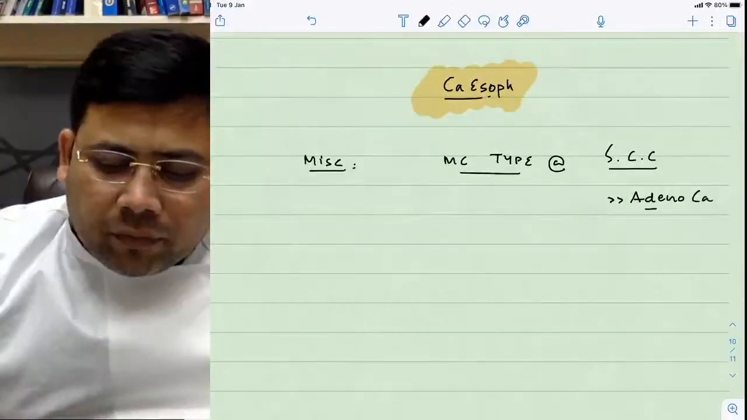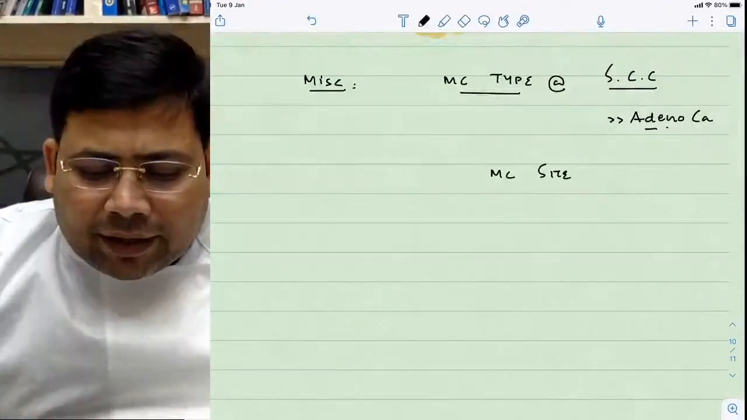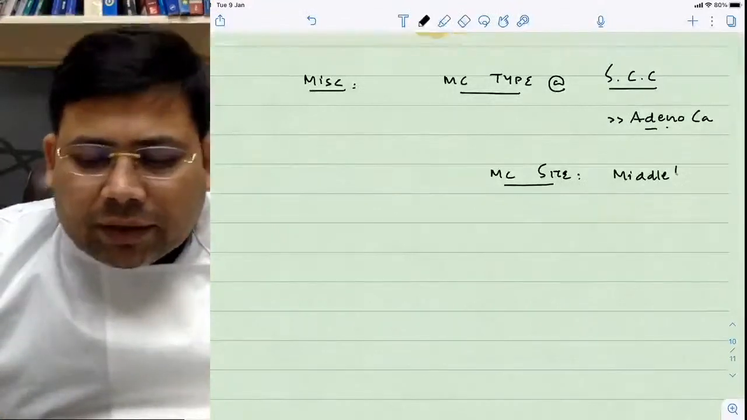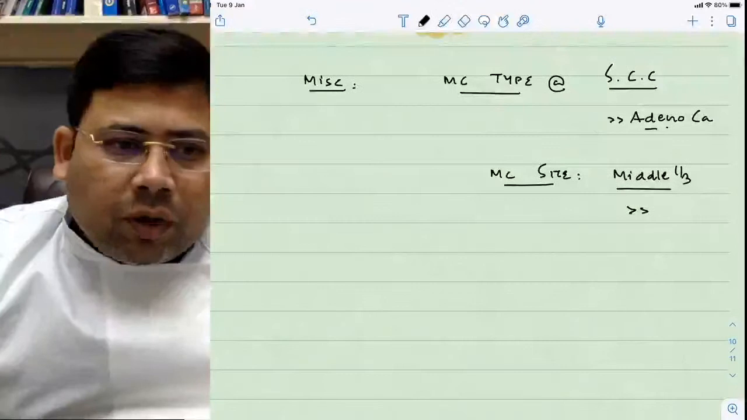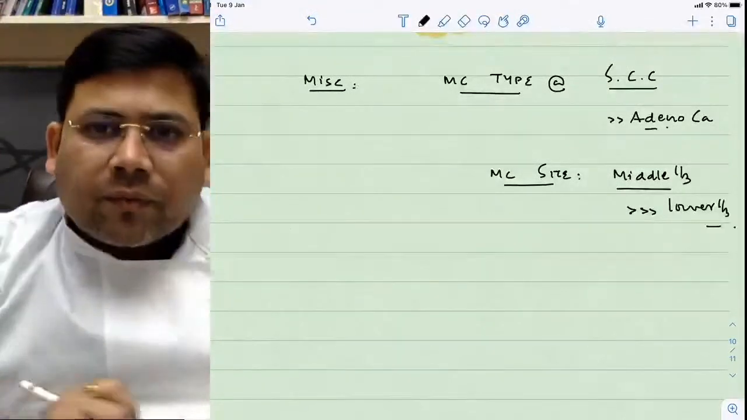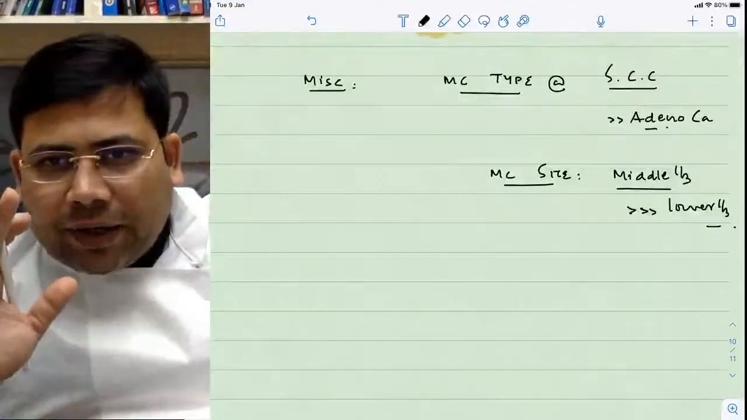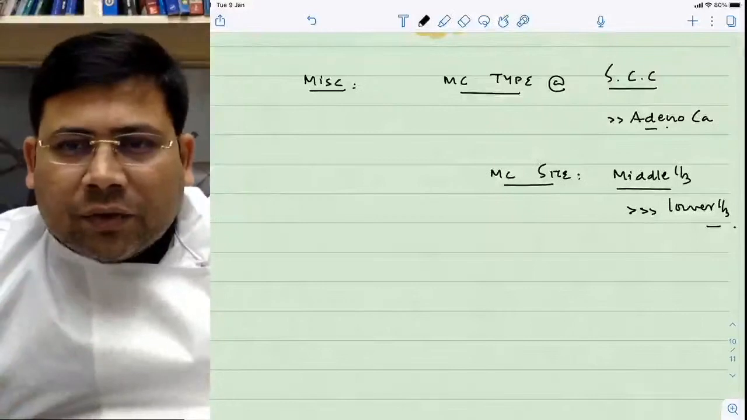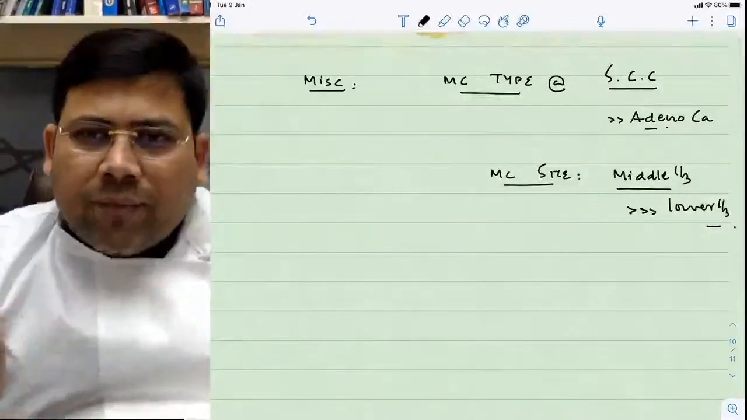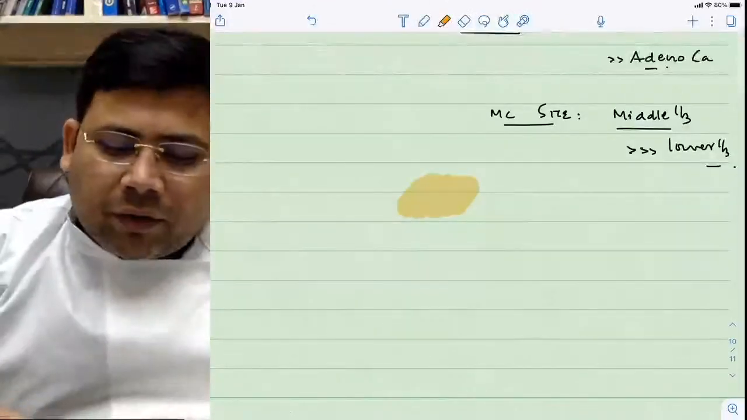Majority of them are squamous cell cancer, greater than adenocarcinoma. Again, most common site, it can occur anywhere, but the mid esophagus, the middle one third, is the most common site, then lower one third. You get a lot of questions on comparison between SCC and adenocarcinoma. So I'm going to start with a comparison between the two. But before that, let us see the risk factors.